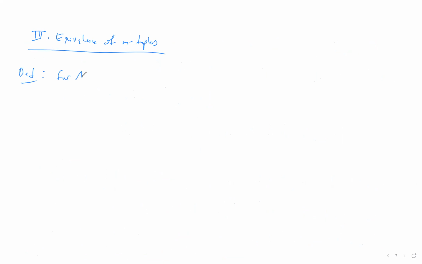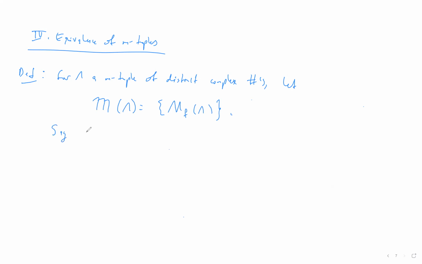So for lambda an m-tuple of distinct complex numbers, we'll let curly M of lambda be the set of all matrices that appear as M_f of lambda. So we're going to look at all of the polynomials f, and for each one, look at M_f of lambda, a sort of derivative matrix that we associate with lambda. And then we say that lambda is equivalent to lambda prime if their curly M's are the same.